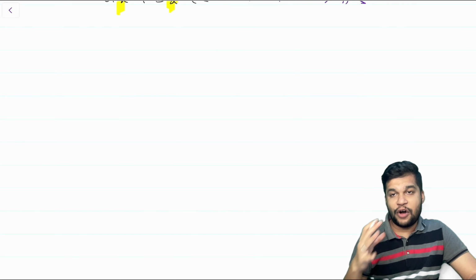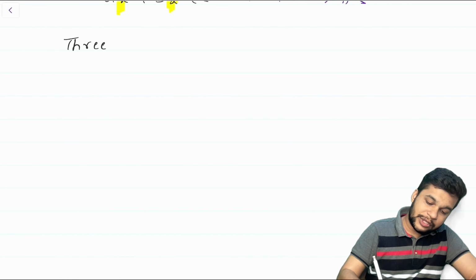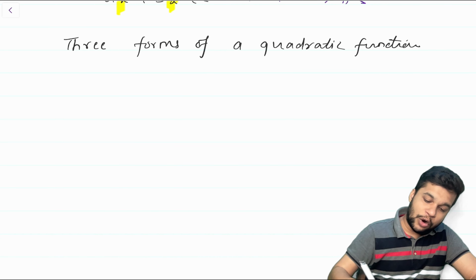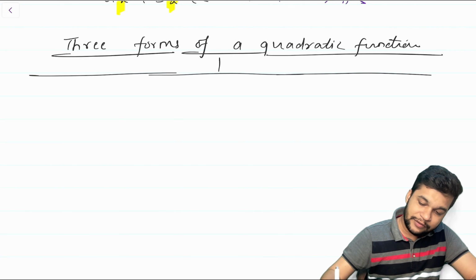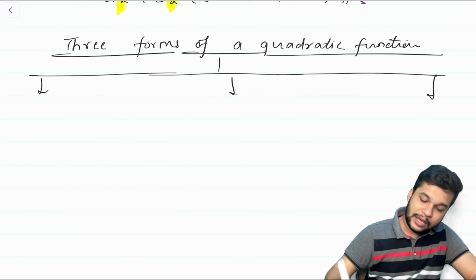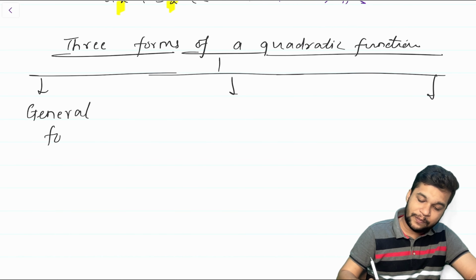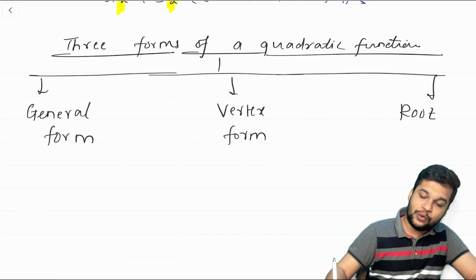Now, there are three forms of a quadratic function. What are the three forms, guys? The three forms are: either you can have the quadratic function in general form, or you can have the vertex form, or you can have the root form.